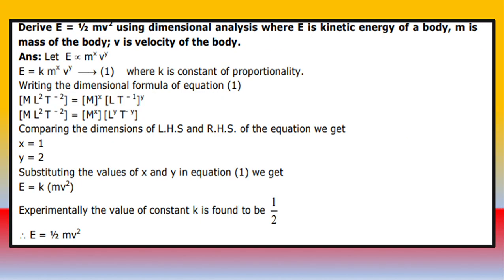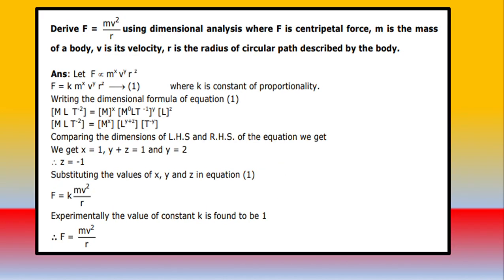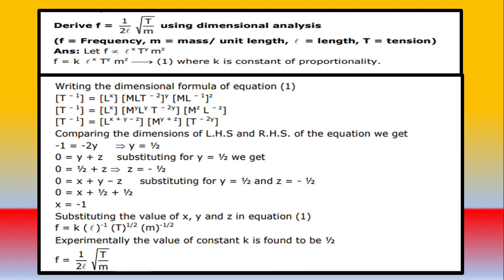Like that we can derive many relations with the help of dimensional analysis. For E equal to half mv square, we have shown that it is the kinetic energy. Similarly we can derive F equal to mv square by r, where F is the centripetal force, mass m, velocity v, and r the radius of the circular path described by the body. So you can go through these examples.